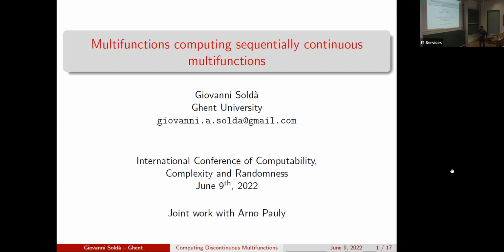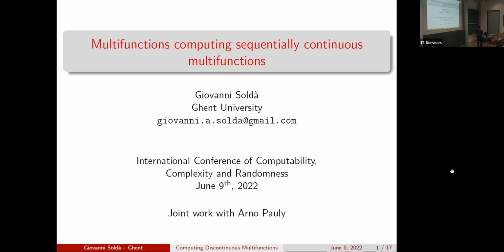The title is not quite precise, but it's fair to say that I will be telling you something about multifunctions, in a certain sense computing something which is sequentially continuous or sequentially discontinuous. This is joint work with Arno Pauli, as he pointed out this morning.